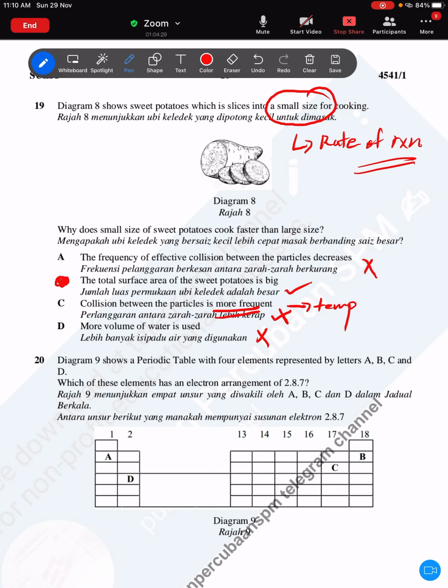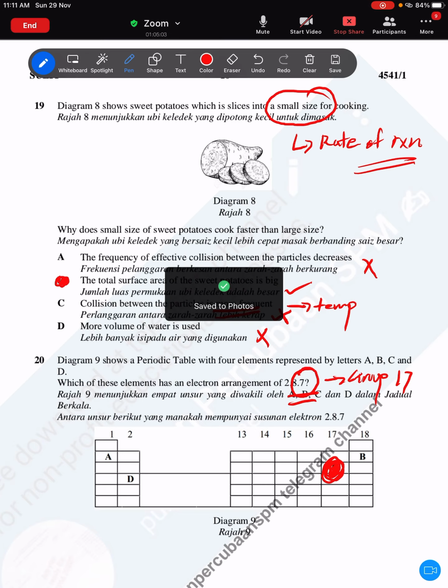Okay, now 20. Diagram 9 shows the periodic table with 4 elements represented by the letters A, B, C, and D. Which of those elements has an electron arrangement with 7 valence electrons? 7 valence electrons refers to a group. Which group? 17. The answer is C. Okay, let's move on.